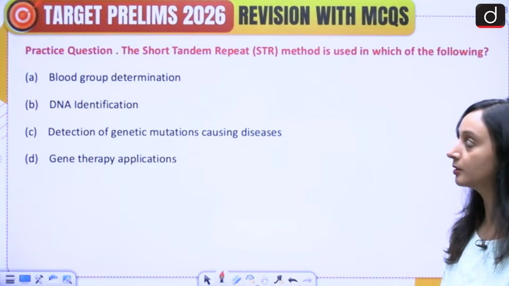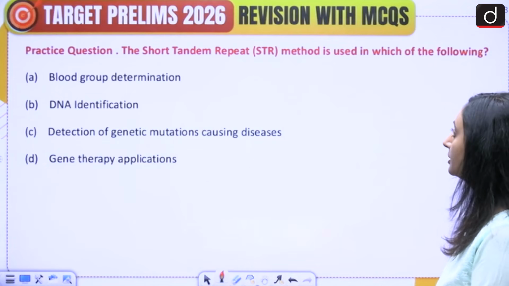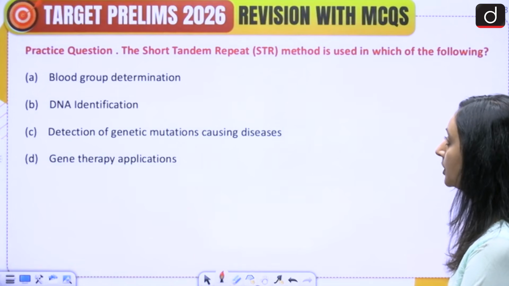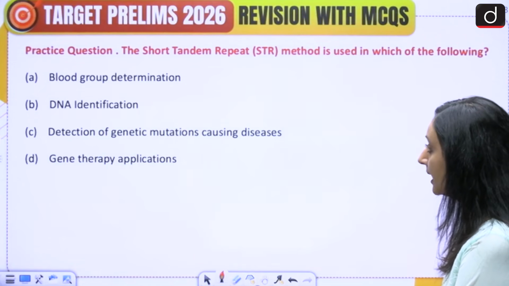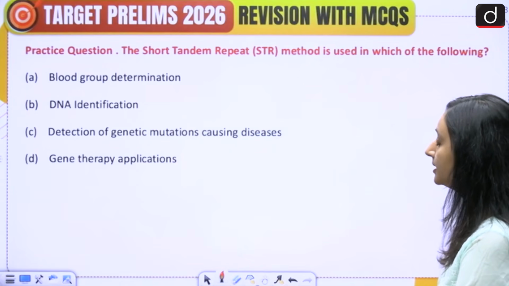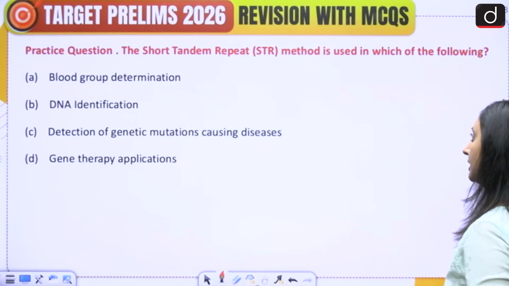Now let's look at a practice question. The short tandem repeat method is used in which of the following? A, blood group determination, B, DNA identification, C, detection of genetic mutations causing diseases, D, gene therapy applications.